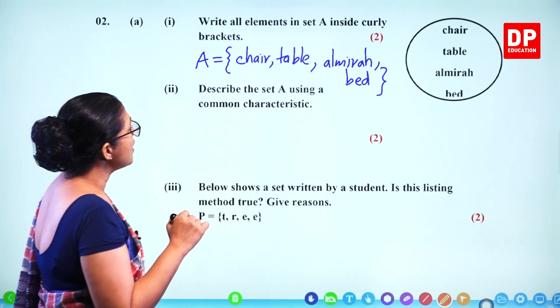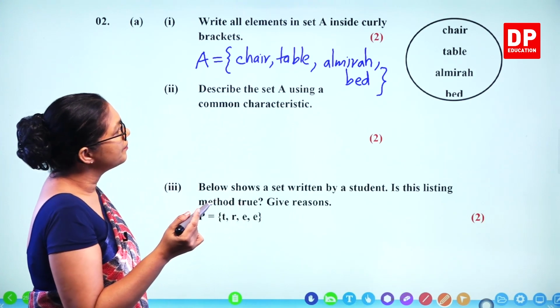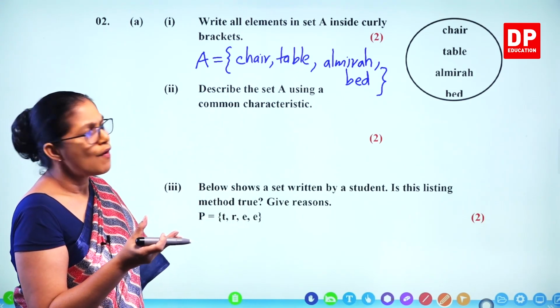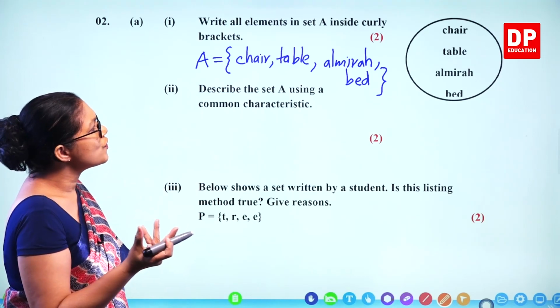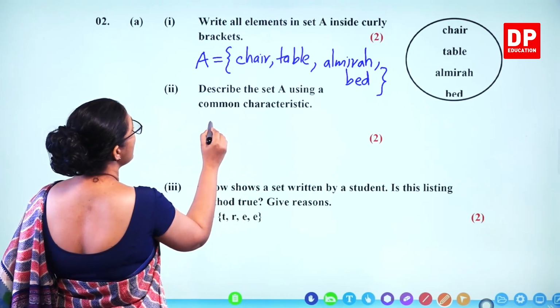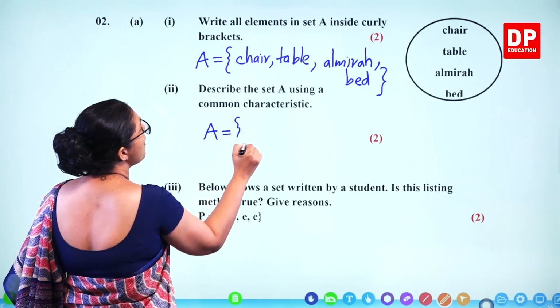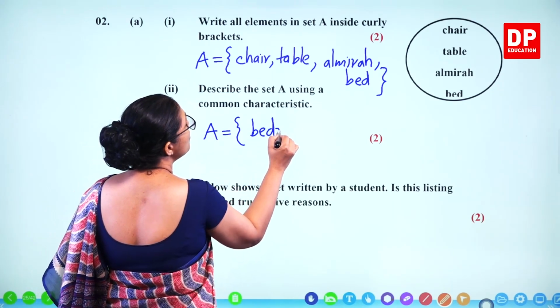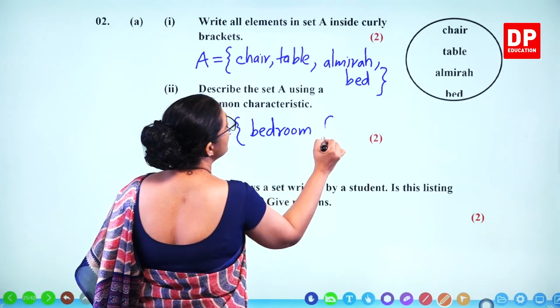Describe the set A using a common characteristic. So all these are furniture, house furniture or bedroom furniture. So we can write A is bedroom furniture.